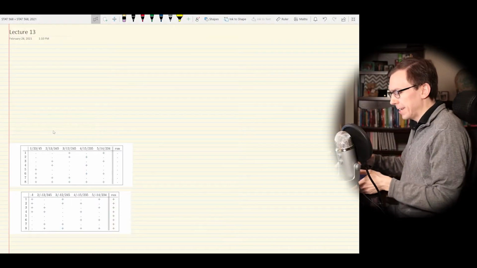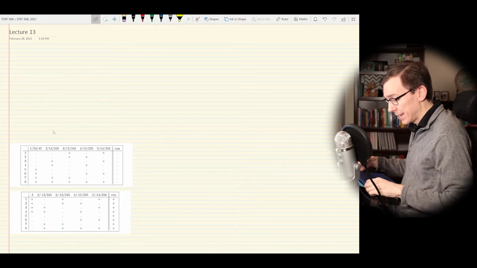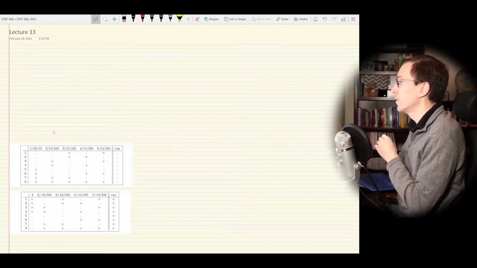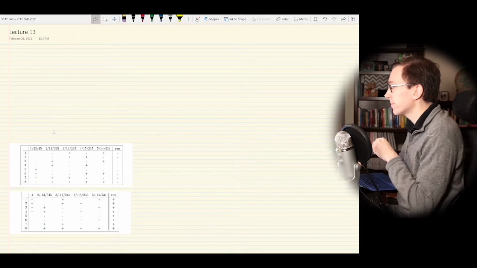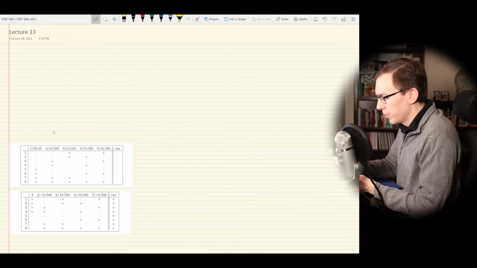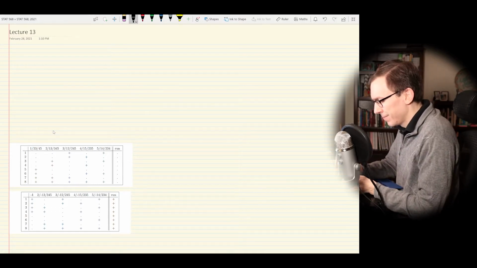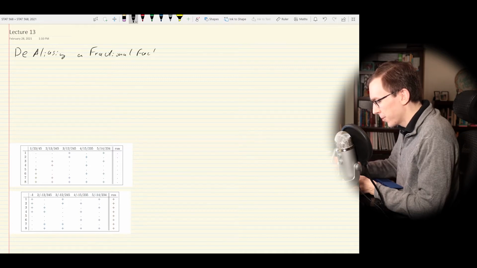All right, so what we'll be doing today is expanding on what we did last time with the idea of a fractional factorial design. So why don't we start with, we'll just say, de-aliasing a fractional factorial design.